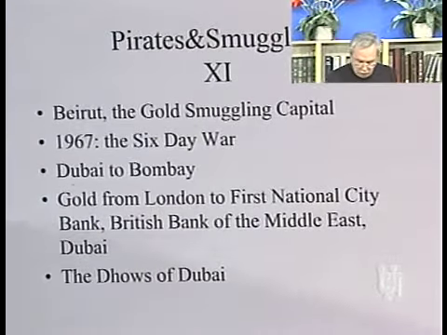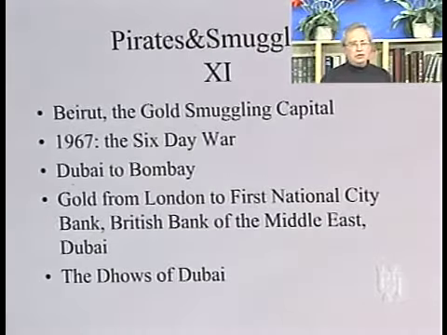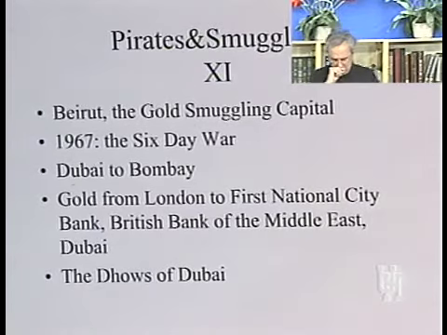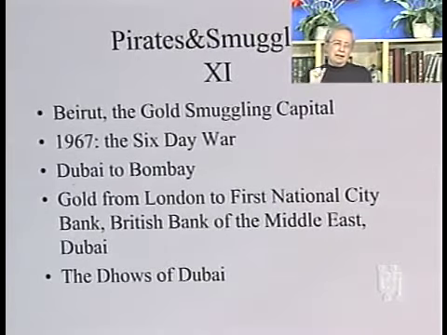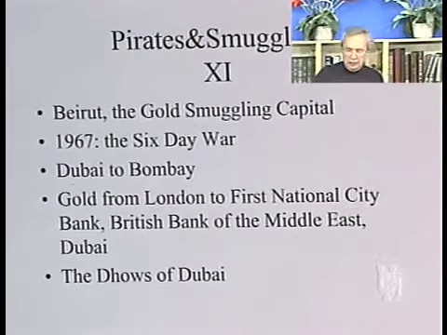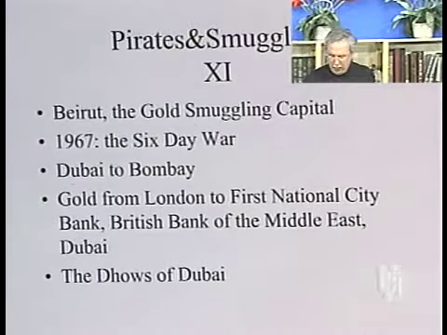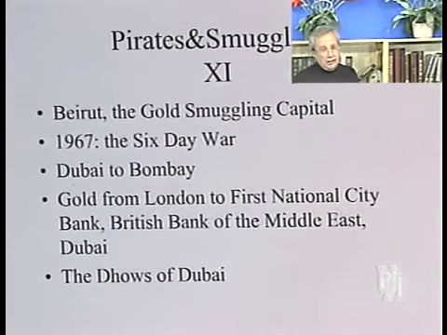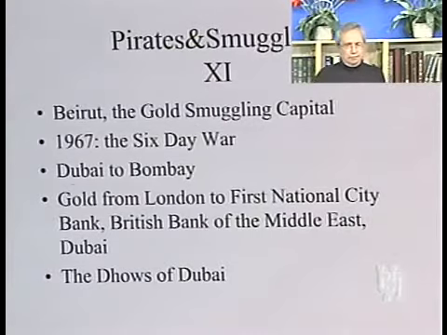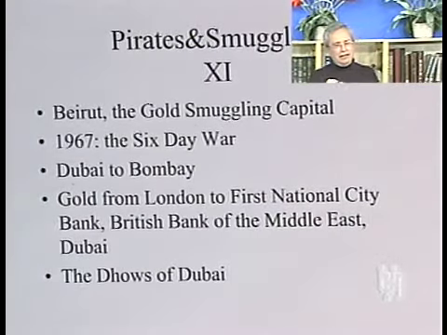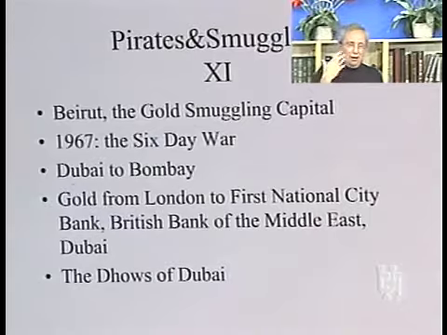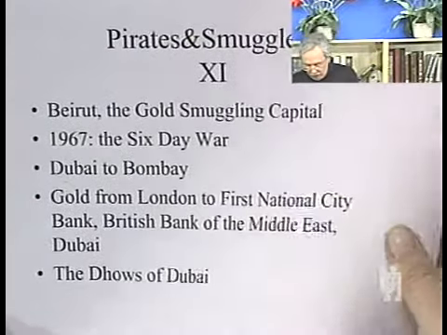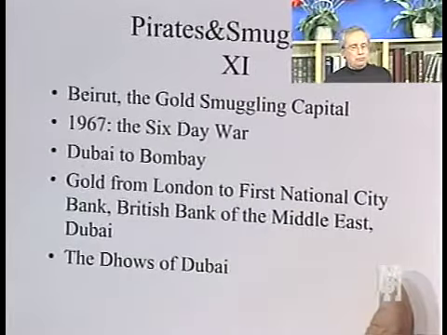Another place where smuggling was prospering at this time was in Dubai, one of the Arab Emirates. Basically, gold smugglers would bring the gold up the main river that flows into Dubai and unload the gold. From there, the gold would be deposited, for example, to the First National City Bank or British Bank of the Middle East, banks that were in Dubai. From there, the gold would then be shipped out on dhows, which are local sailing vessels. And these sailing vessels would sail a relatively short distance over to India. And there, they would, of course, have a huge market for the sale of their product smuggled in from Dubai. So Dubai becomes a major smuggling center for getting gold into India at this time.